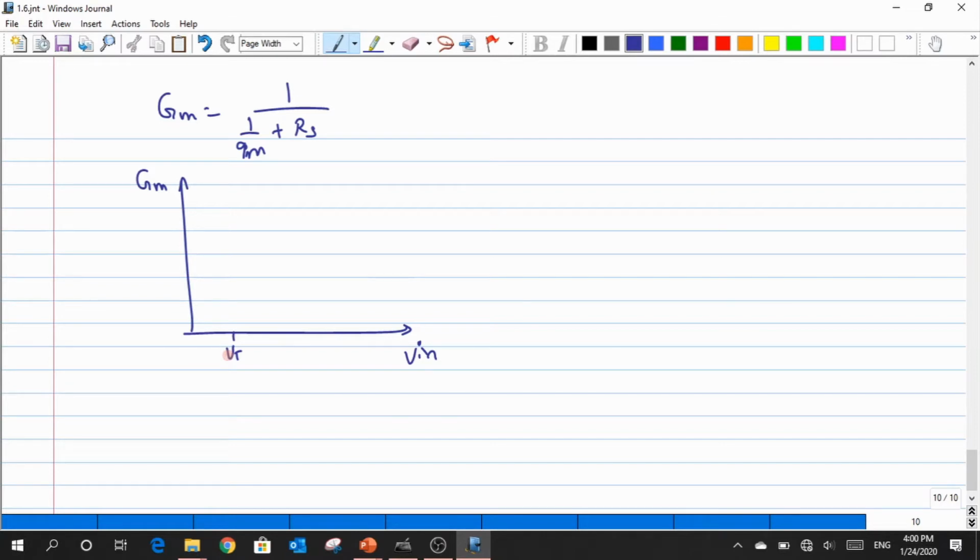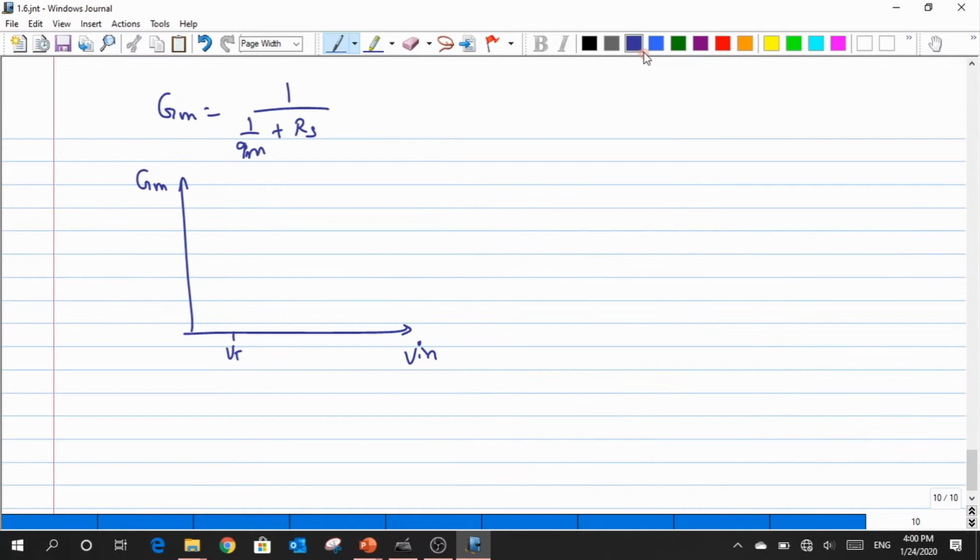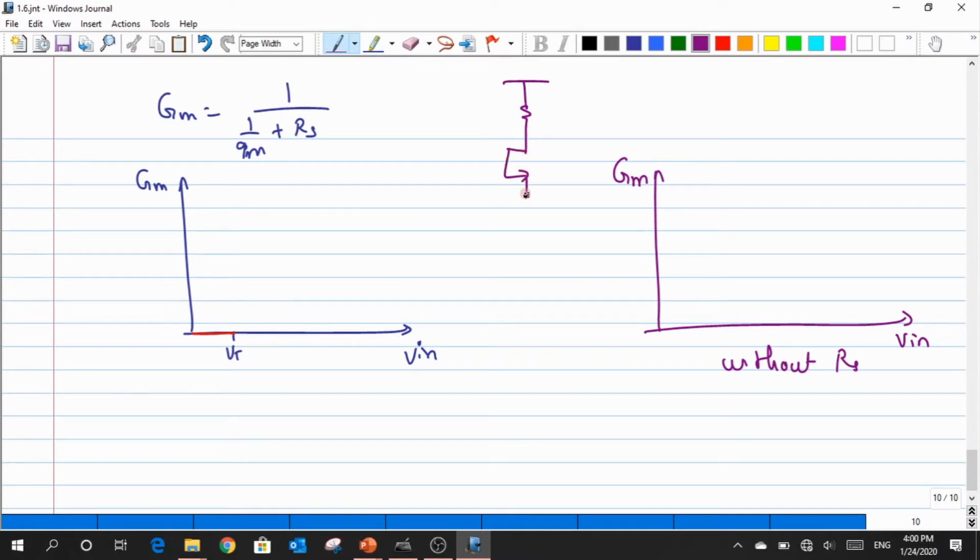Would there exist any current first of all? Yeah. So whenever there doesn't exist any current, then the GM obviously will be taken as 0. So there is no problem in it. So I have this to be at 0. But what happens after this? And we have to compare ourselves with without source degeneration. So for which I'll just take one more graph, and this graph is without source degeneration. I just put it as Rs. Okay, so this was our graph for a circuit where we didn't have any Rs.